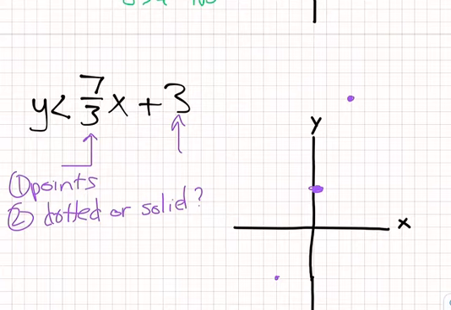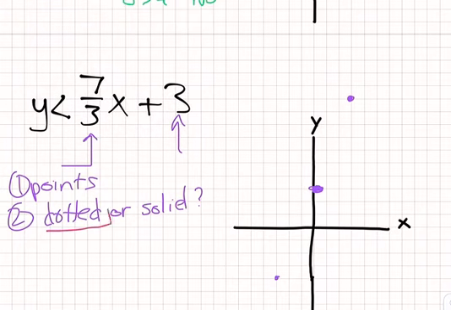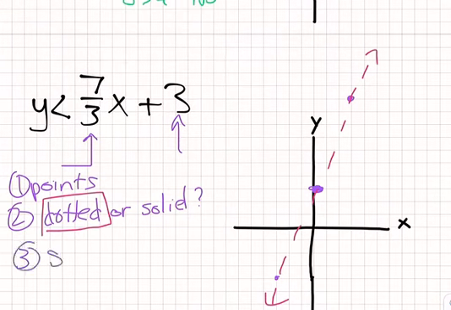It's going to turn out that since it does not say equal to, this one should in fact be dotted. So we're going to do our best to give some shape to this dotted line. And then step 3 says we have to shade.